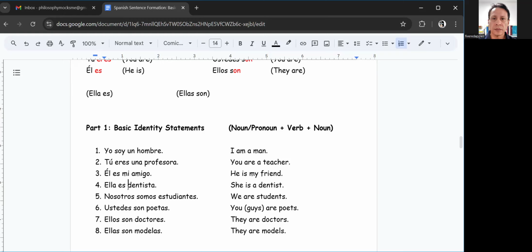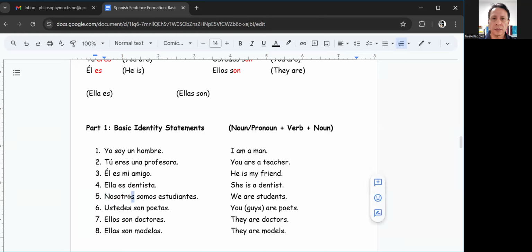But it's also very common, maybe even slightly more common, just to not include the article and just say "ella es dentista." So with professions like this, you don't need to put the article, but you can. In English, obviously we need the article because this is a count noun. We count it. So, she is a dentist. Easy enough to understand.